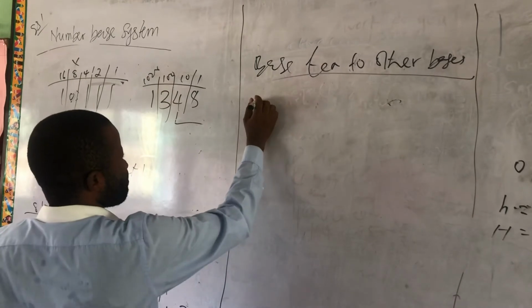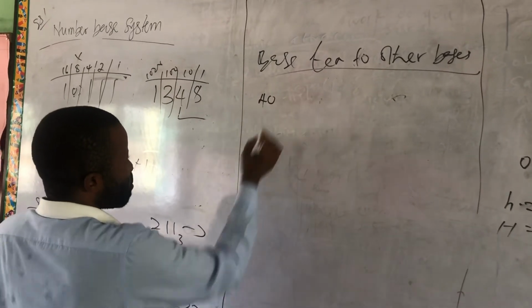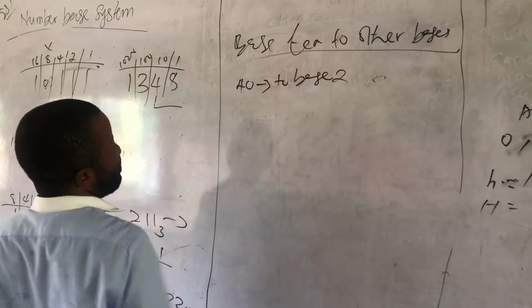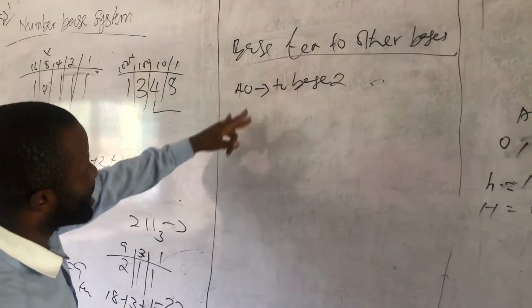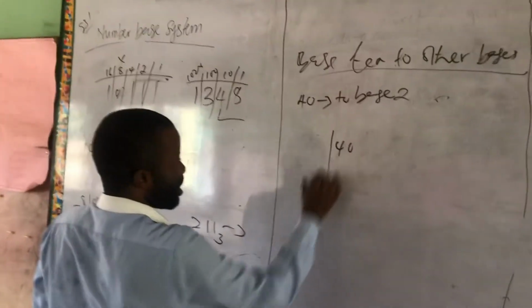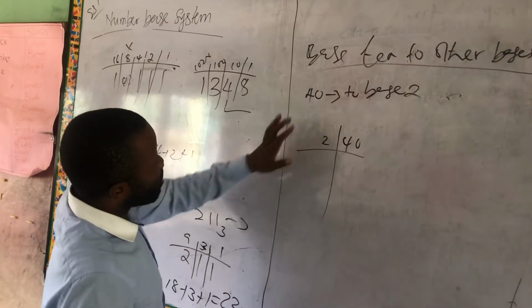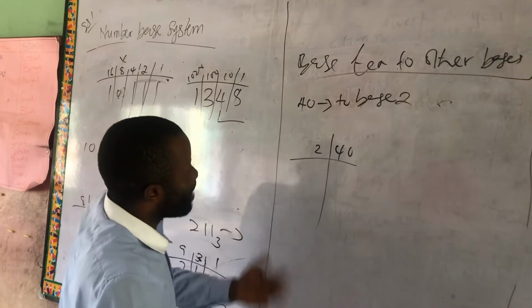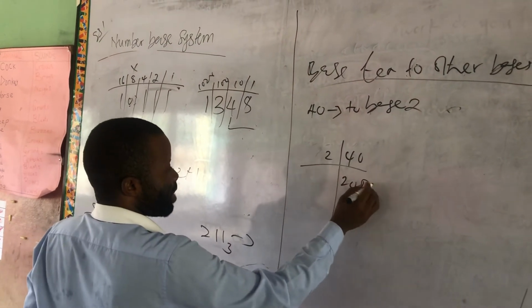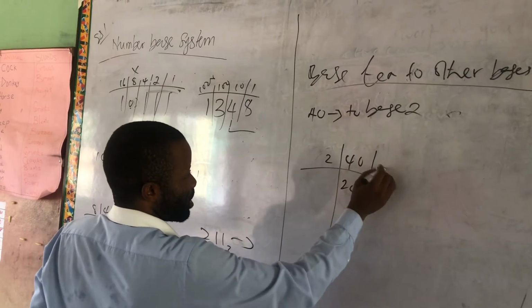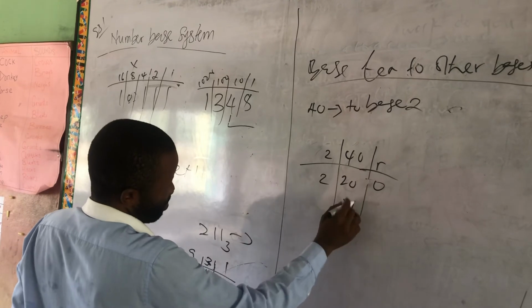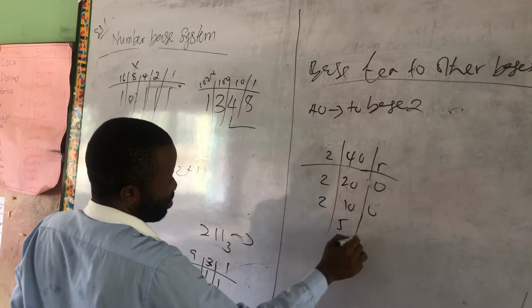Let's say 40 to base 2, which is base 10 to base 2. Very simple. We are going to keep dividing by 2 and keep our remainder. Assuming we have to convert to base 3, we keep dividing by 3 throughout. 2 in 40, 20 remainder 0. 2 in 20, 10 remainder 0. 2 in 10, 5 remainder 0.